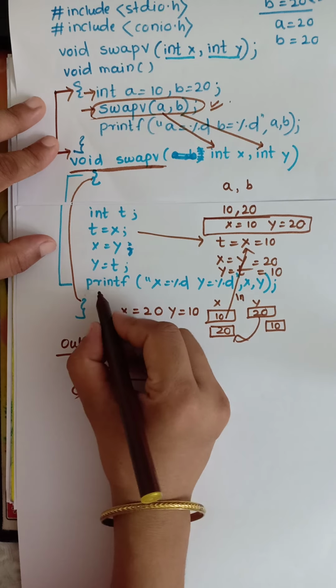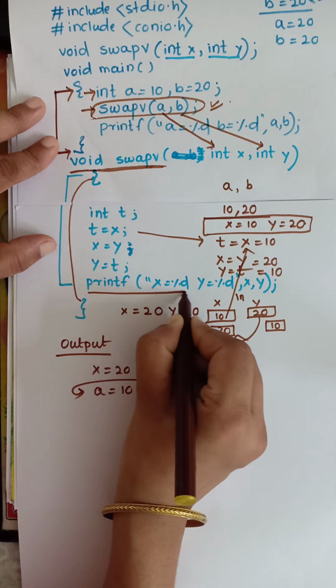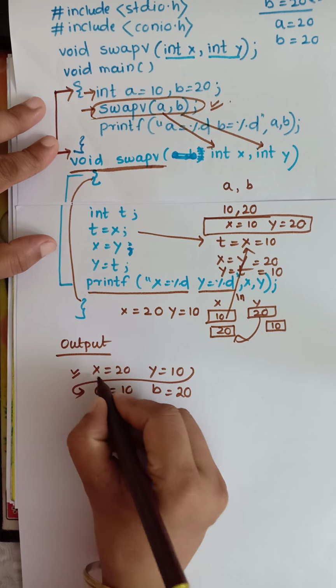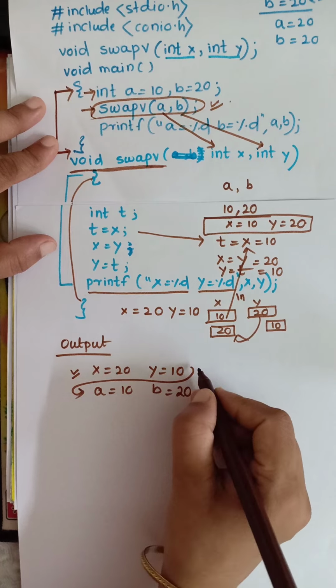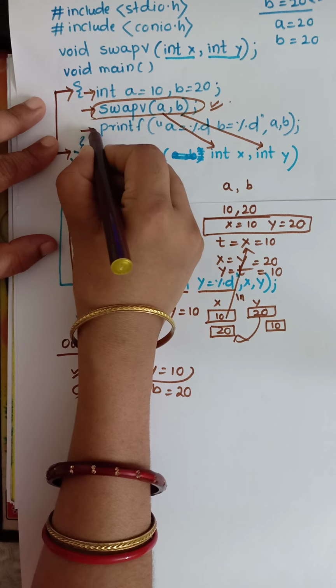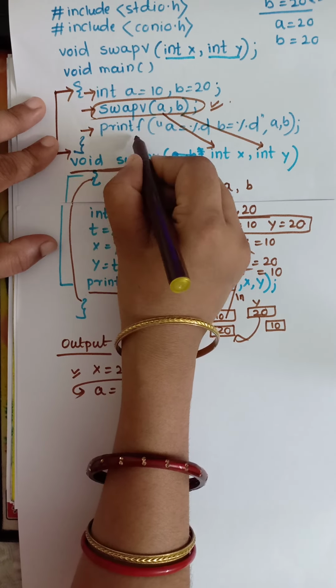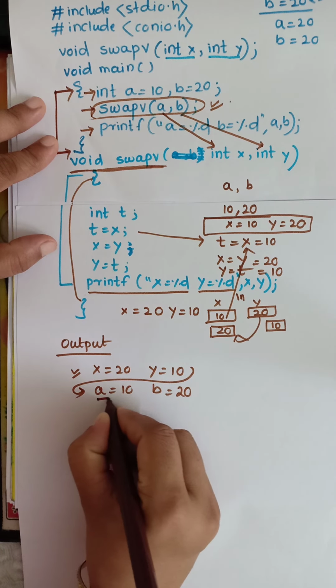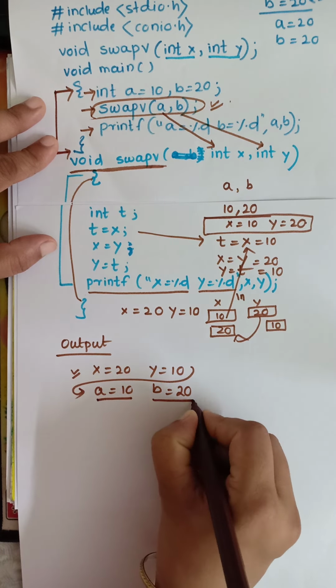Okay, so now in this line, what is your output? x equals to %d, y equals to %d. So first our output is x equals to 20, y equals to 10. Next our compiler comes to this line. So in this line, what is written here? printf a equals to %d. So a equals to 10, b equals to 20.